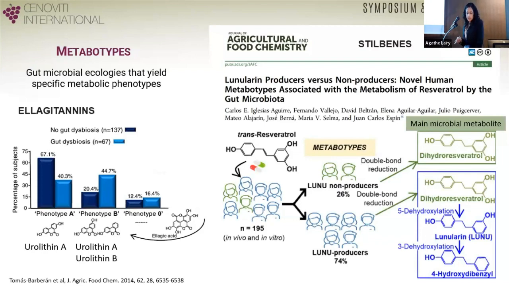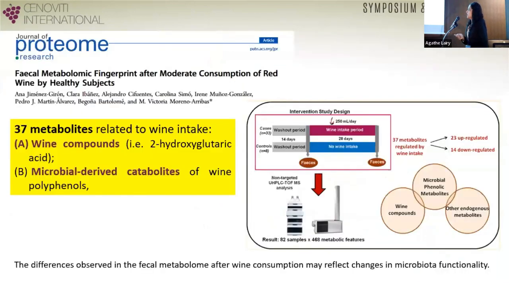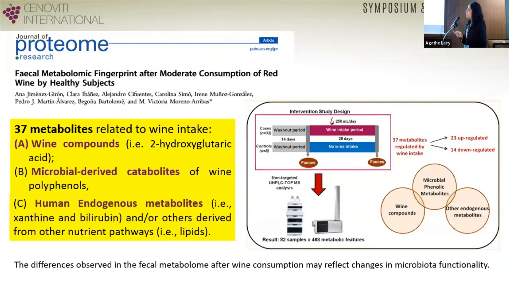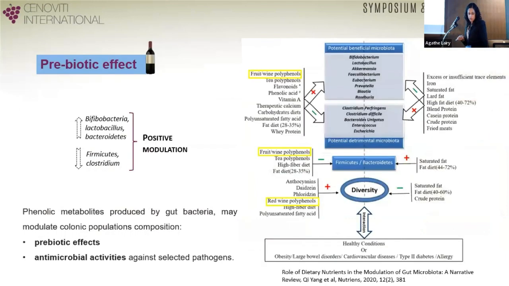So this is quite interesting, but more than this, we are able to see that besides wine phenolics, the ones that are in fact in the initial drink, we have microbial derived metabolites. This is also true. We have already seen that. But more than that, wine is able to modulate, to change the human endogenous metabolites. And this is much more important because we are able to change some nutrition pathways. And this is a very important point.